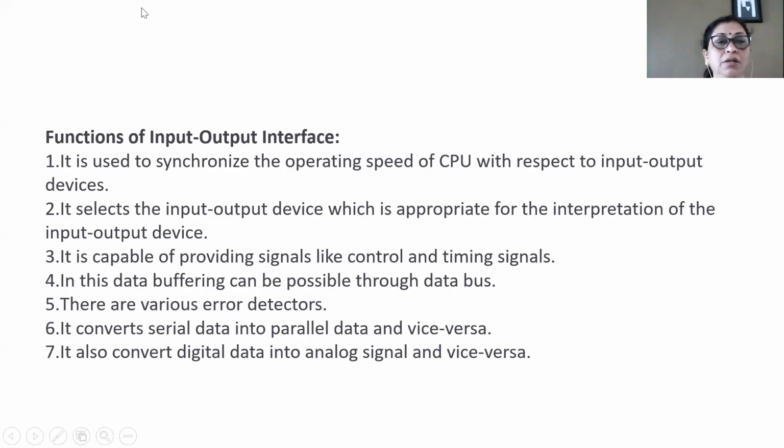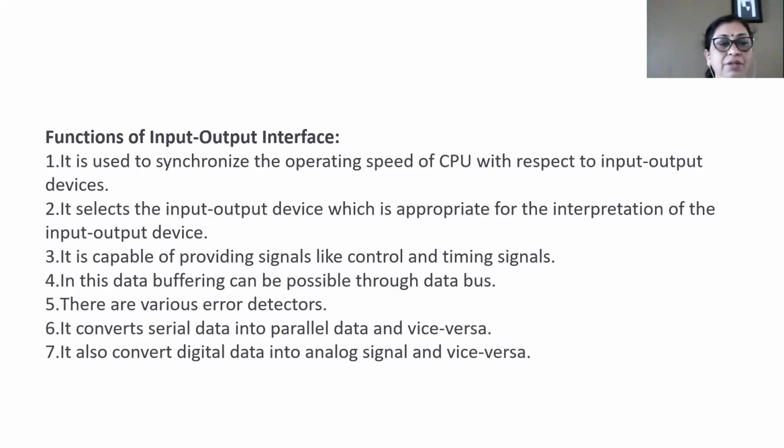So these are the functions of the input-output interface. As far as your examination is concerned, you must know these functions. The first function is that it is used to synchronize the operating speed of the CPU with respect to your input-output device. So it is going to provide synchronization between the different speeds of the CPU and the peripheral.